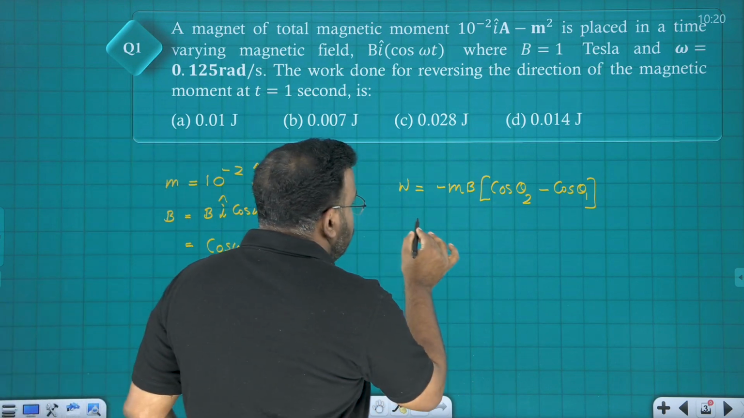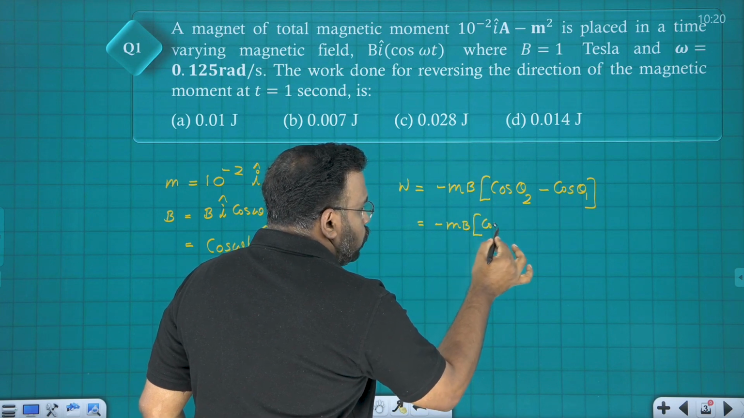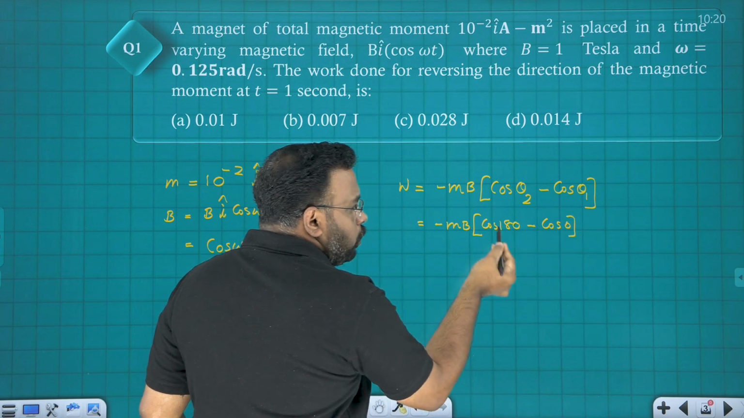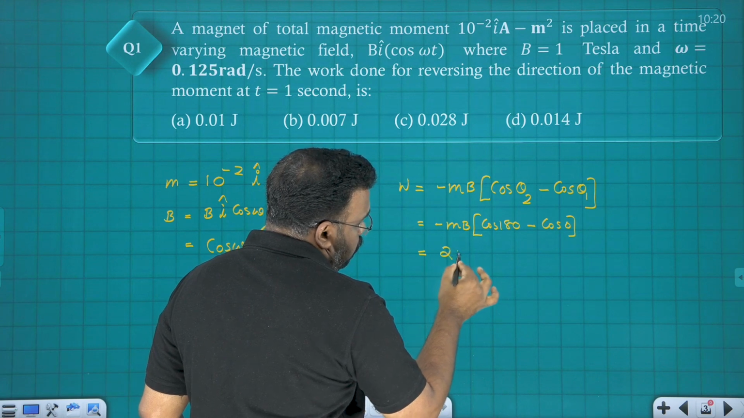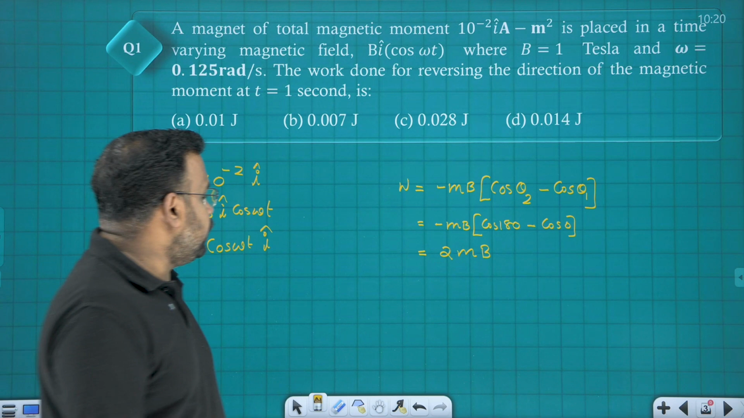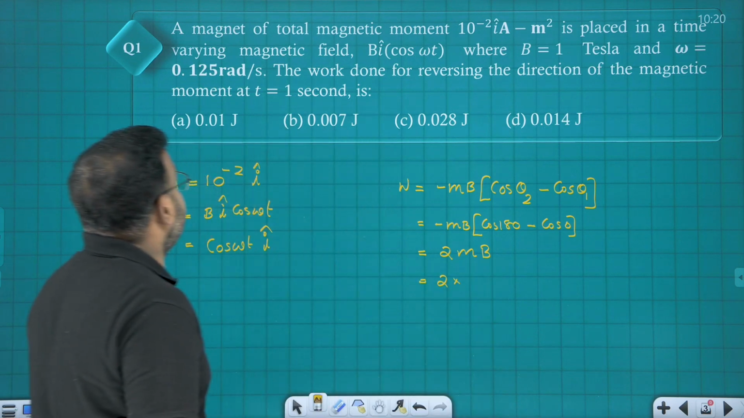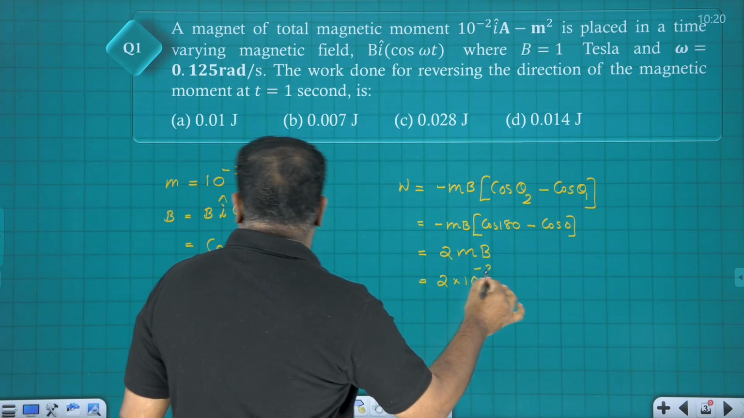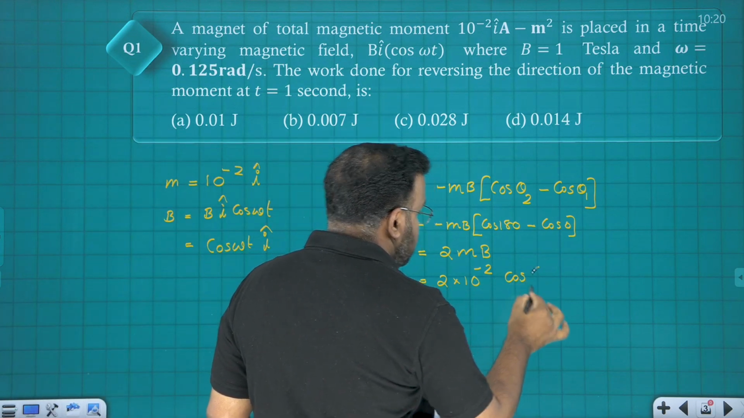So let's substitute those values here. We get minus MB into cos theta 2, cos 180, minus cos 0. Cos 0 is 1, cos 180 is minus 1. So we get minus 1 minus 1, minus 2, into minus MB. That formula will become 2MB. Now we can just substitute the values. So it is equal to 2 into M. What is the dipole moment value? It is 10 power minus 2. And B is cos omega t. So 10 power minus 2 into cos omega t.